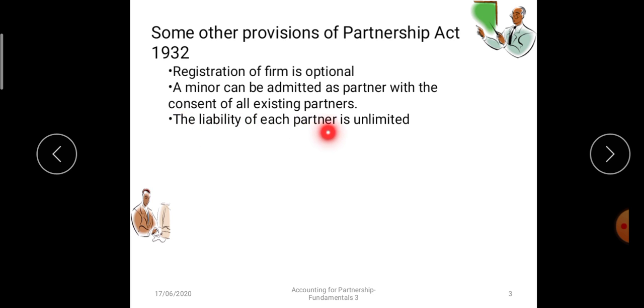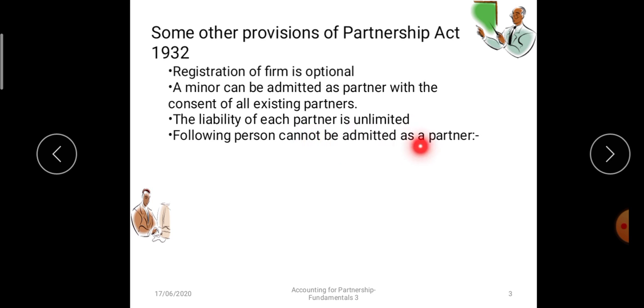Now the liability of partner is unlimited. Each partner's liability is unlimited. We have discussed that the firm does not have a separate legal entity, and because of this the partners have unlimited liability.